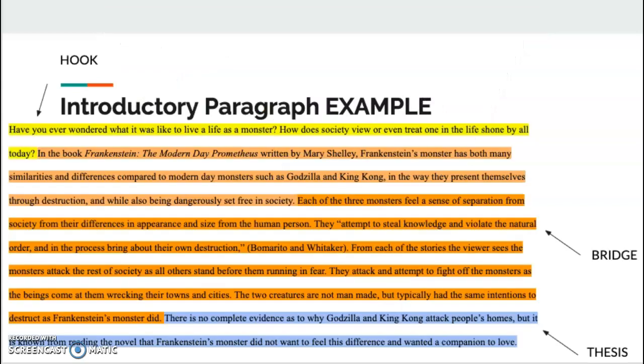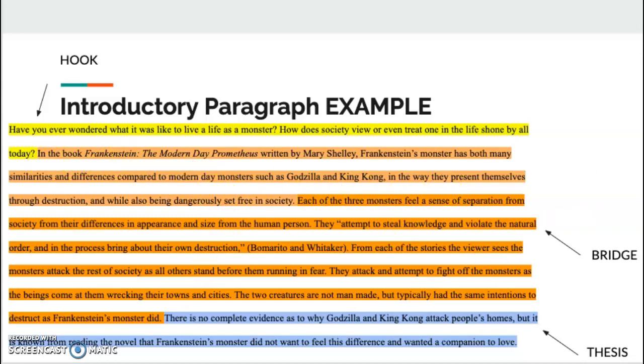So her hook asks, have you ever wondered what it is like to live a life as a monster? How does society view or even treat one in the life shown by all today? And then before she even tells me what book she's writing, she gives me this hook. This bridge here is going to tell me all of the information I need to know.